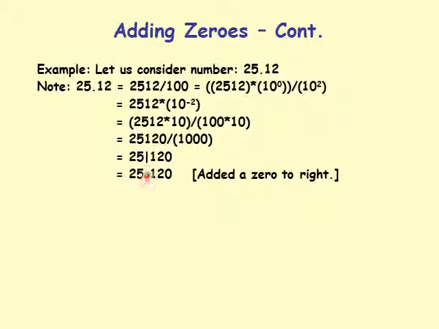If the decimal point wasn't here, we couldn't add a 0 without changing the value. But if the decimal point is here, we can keep adding zeros to the right. It does not change the value because that implies multiplying and dividing by 10.